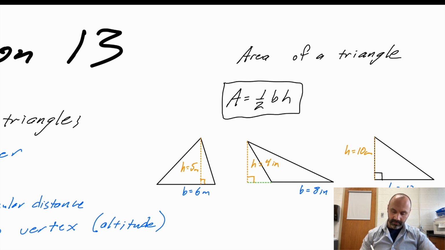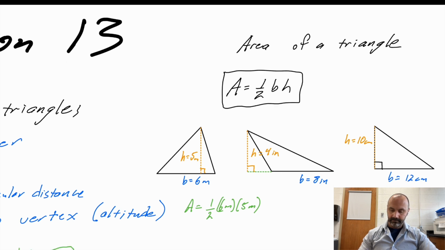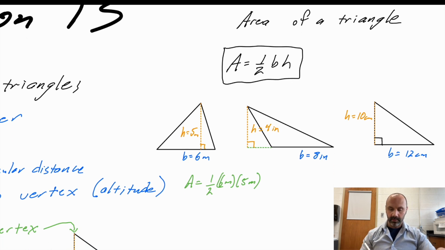So if the height is 5 and the base is 6, so 1/2 the base, 6, and we've got units here, times height, 5. And then you can do whatever arithmetic you want here. Personally, I would do 1/2 times 6. So I get 3, 3 times 5. So the answer here is 15. The units are square meters.